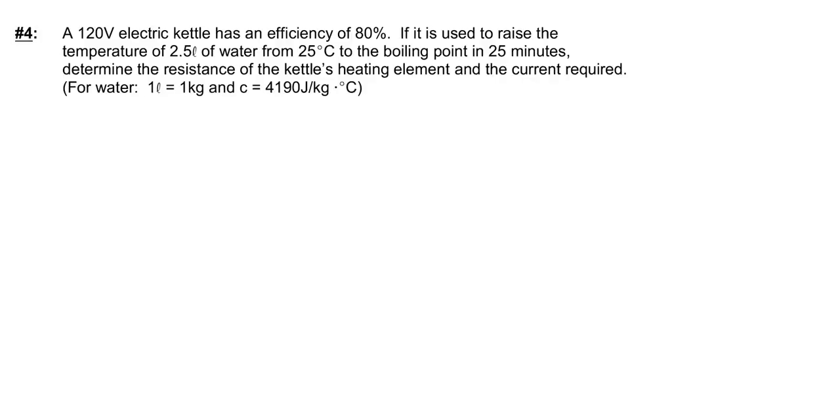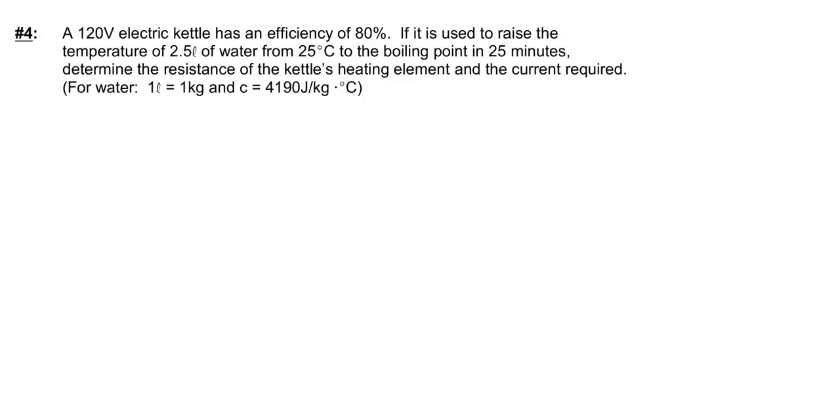Okay, this question is a heat question where we have an electric kettle plugged into a 120 volt outlet. It will raise the temperature of the quantity of water from basically room temperature to the boiling point in the time given. An efficiency is provided for the process, and we are asked to find the resistance of the heating element and the current required by the kettle.